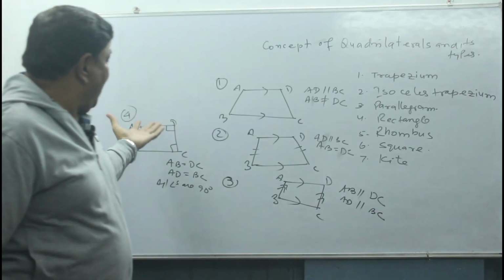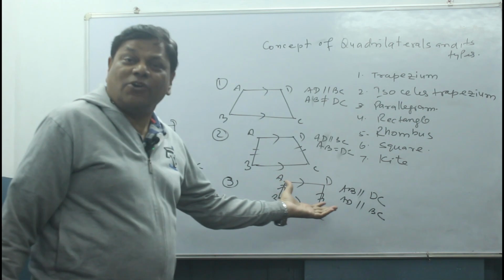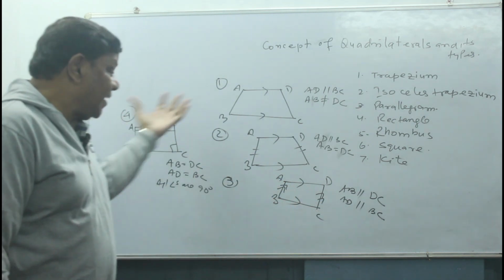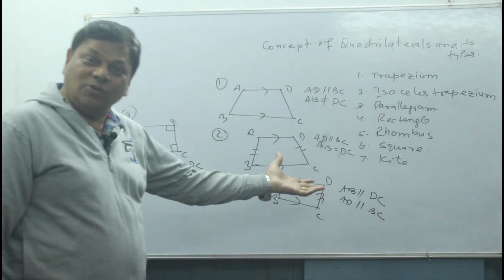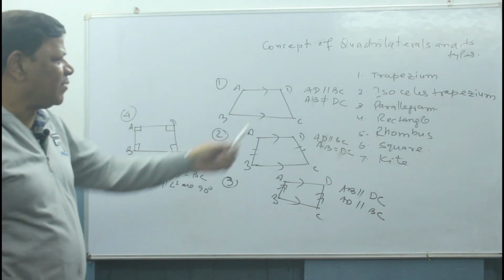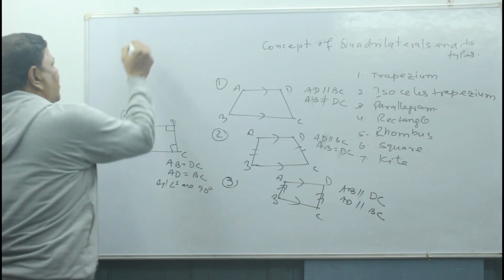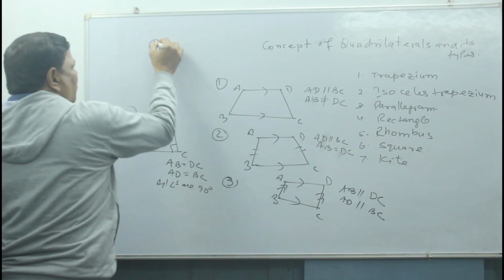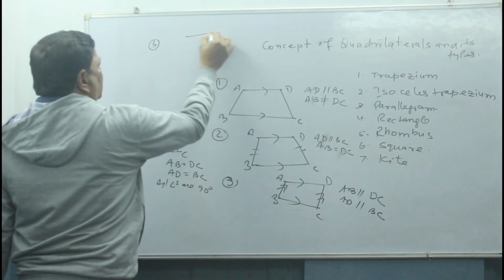Now all the parallelograms are not rectangles, but all rectangles are parallelograms. You know already this one. So you have understood about the rectangle. Then I am coming to the next, number 5. What is this number 5 I am doing here, children? Number 5 is rhombus. So this is rhombus.